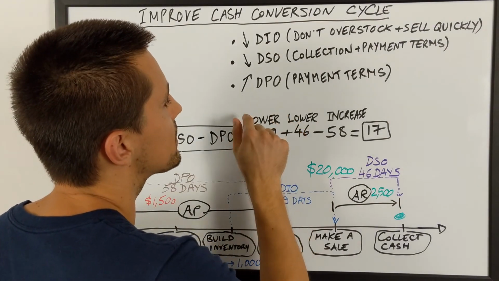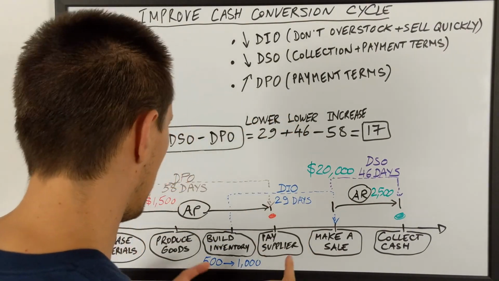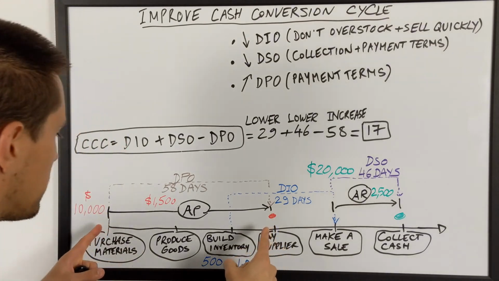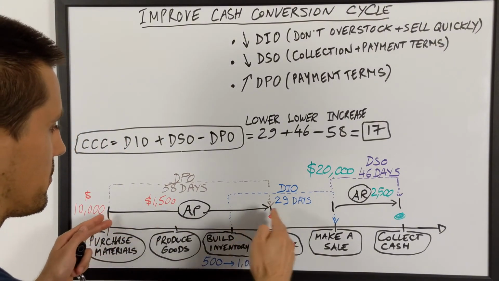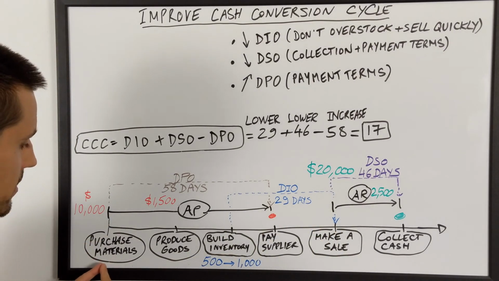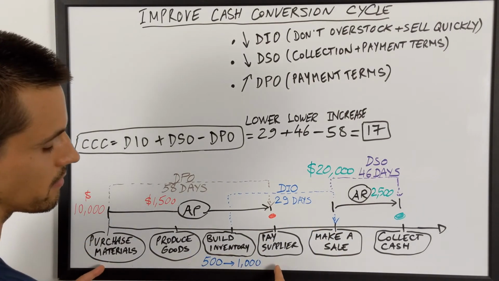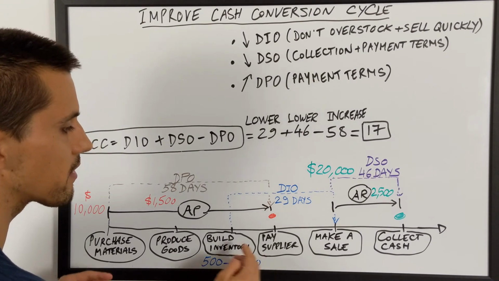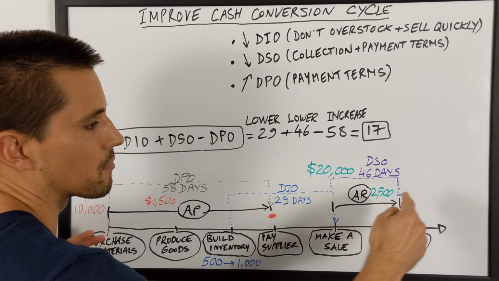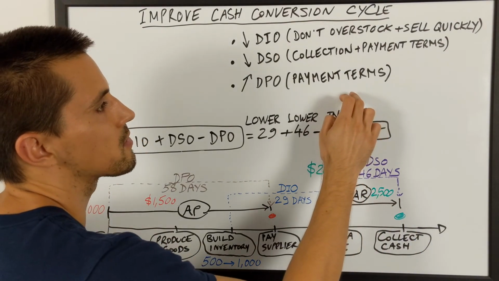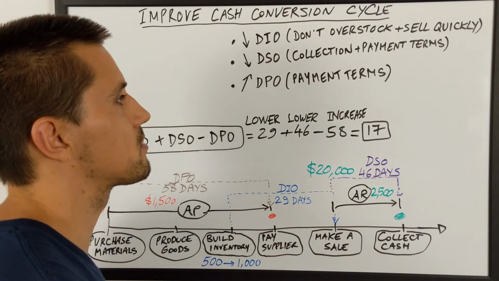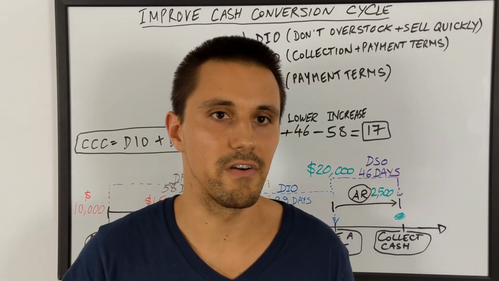Last point here, DPO, days of payables outstanding. We are talking about this section here. So obviously you want to increase the number here, because between the day you purchase your material and the day you pay for it, you want that gap to be the maximum in the future possible. So here again, we're going to talk payment terms with your supplier, and it's going to be very, very important.